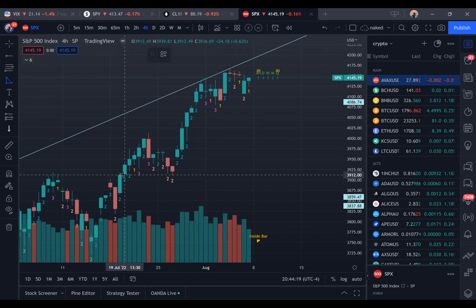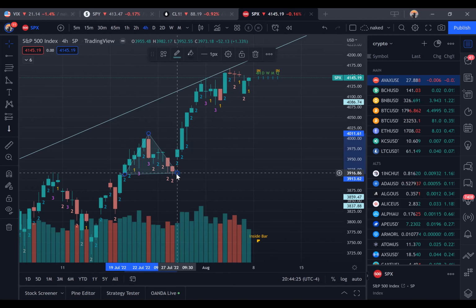Even on the 4-hour on the SPX right here, it's kind of crooked. Anyway, but we gapped up. So it was like a gap up and then it just kept on going. So you could have gotten in at open. It would have hit the first price target. So your risk reward would have been a little off, but you know.